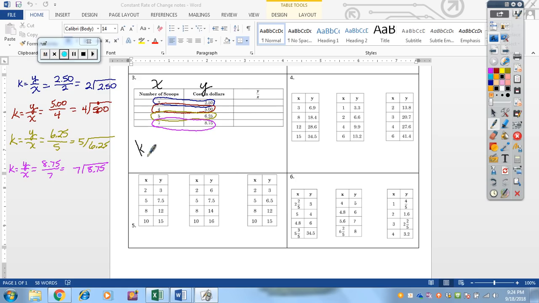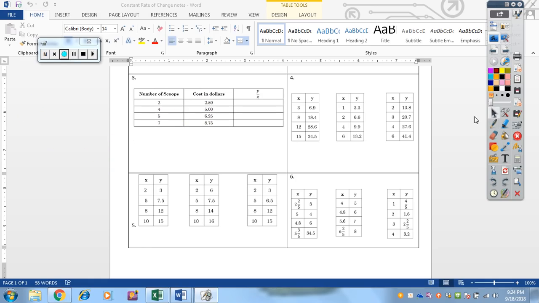If they were all the same, tell me what the constant was. If they were not all the same, I want you to write no constant. Your choice. You have to decide. Was it constant? Did it not ever change? All right, if you're not ready for number 4, you need to hit pause. I'm going on to number 4.